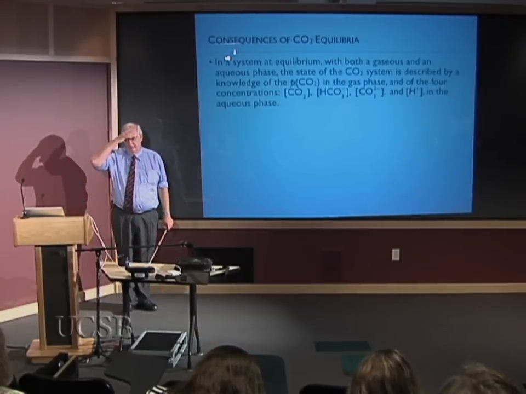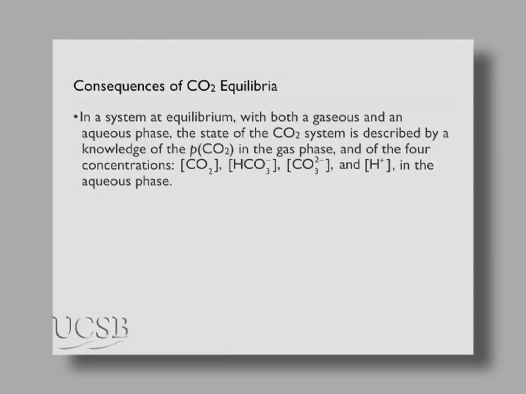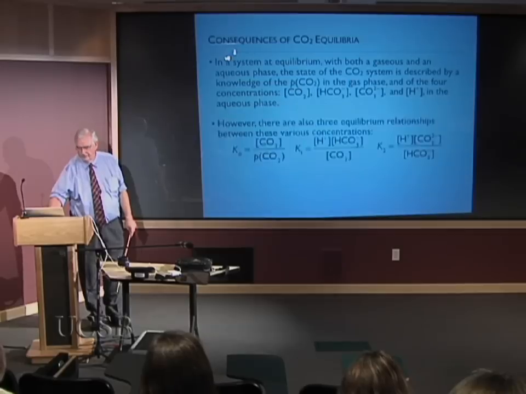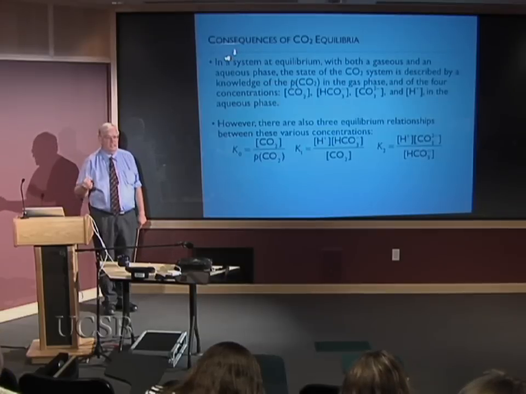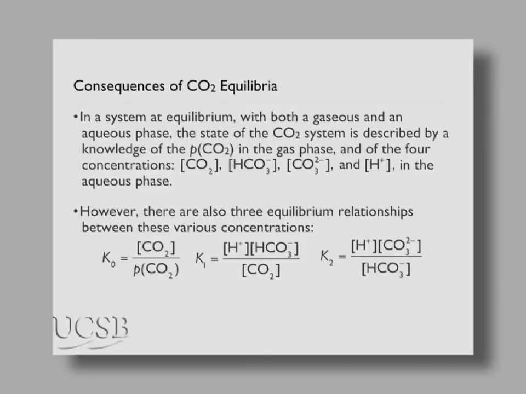So, consequences of CO2 equilibria. First this: in a system at equilibrium that's got both a gaseous and an aqueous phase, the state of the CO2 system is described by knowing the PCO2 in the gas phase and also all these concentrations. You have to know them all to have a complete description of what's going on. But there are relationships between those various concentrations. When a system's at equilibrium, we're essentially saying there are equilibrium constants present that relate concentrations. So this unionized CO2 in the water is related to the PCO2 in the gas phase. The hydrogen ion concentration, bicarbonate and CO2 are related to each other because this particular product is a constant which is a function of salinity and temperature.